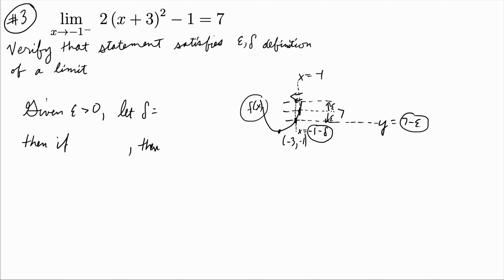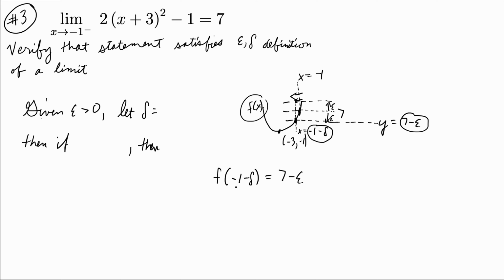So we could even think, okay, so this y value, we know what it is, but we also know it can come from just plugging this guy into the function itself. So in particular, we know that f of -1 minus delta is equal to 7 minus epsilon. This is enough to help us find a relationship between delta and epsilon.